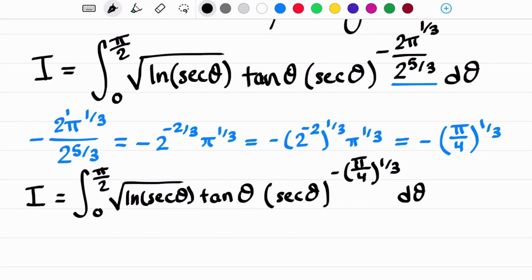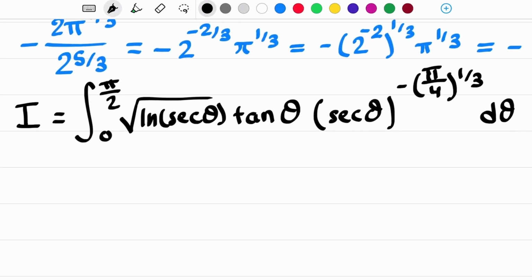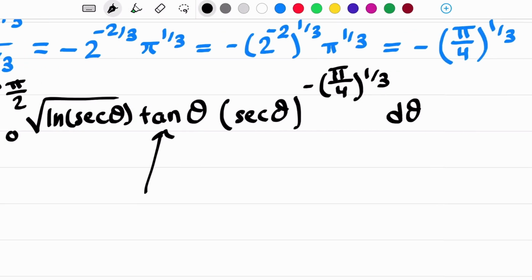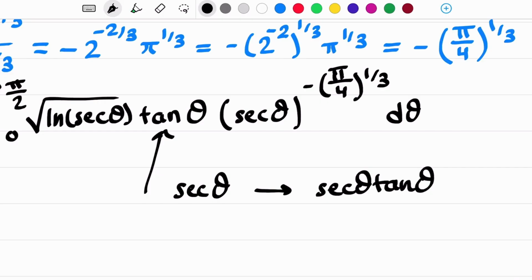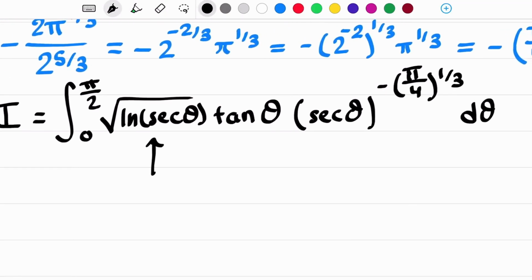Now we kind of get into the integration part of it. So the first thing that I looked for when solving this was a good substitution to use. I noticed that we have secant theta in the natural log, secant theta over here, and then this tangent theta is kind of out of place. And so my first instinct was to try and get rid of that. Now, for those of you who are savvy with your derivatives, you'll know that the derivative of secant theta is secant theta tangent theta. So if I can make that substitution and get this tangent theta, I might be able to cancel them out.